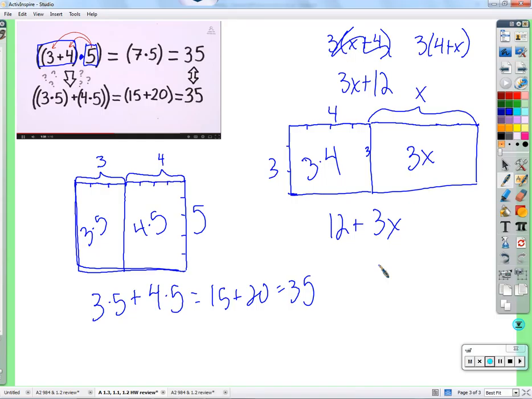This side is x. If I knew what x was, how would I find the area here? 3 times that number, x. 3x. So here's our total area. 3 times 4, that's 12. Plus 3x. There's the distribution. There's the distributive.